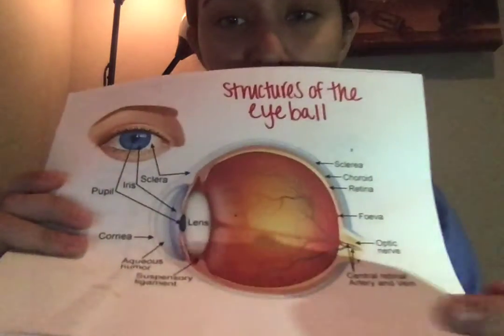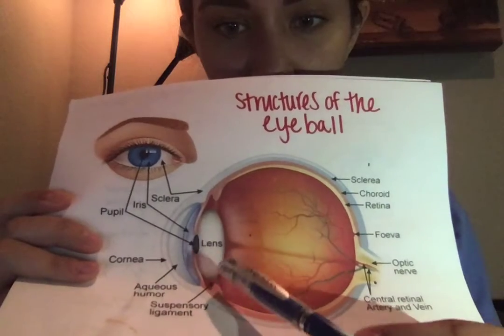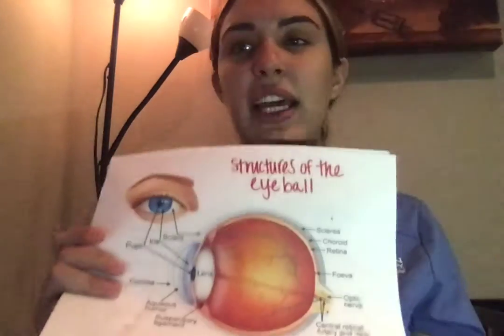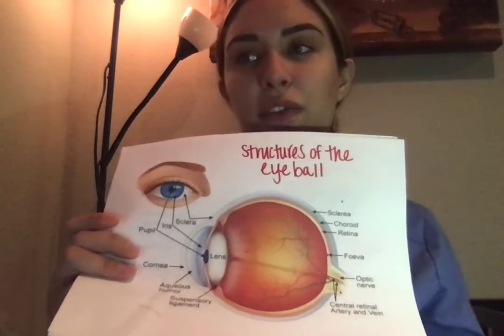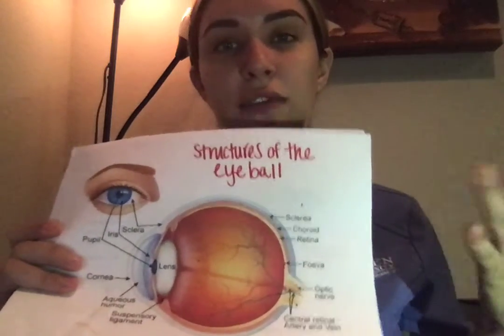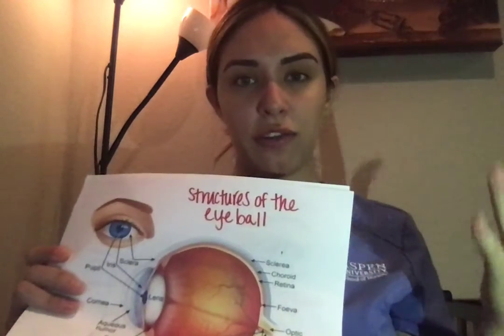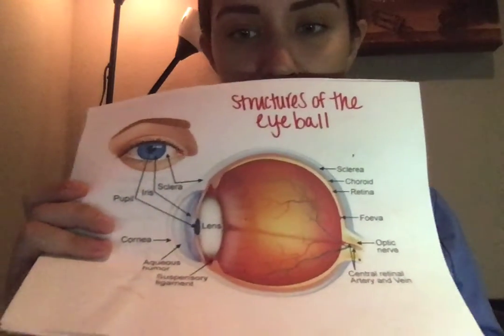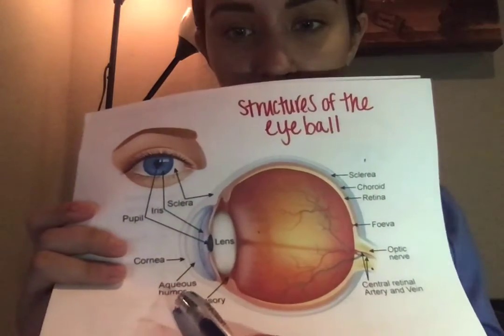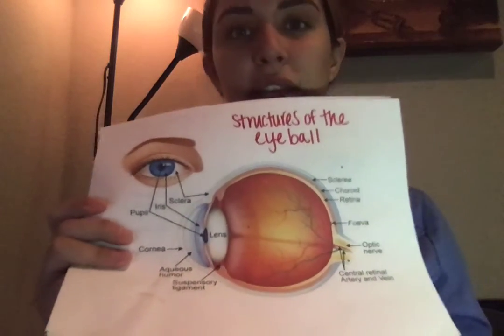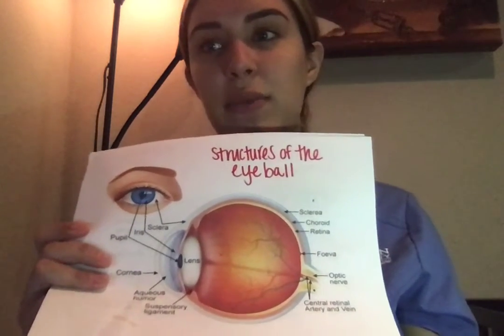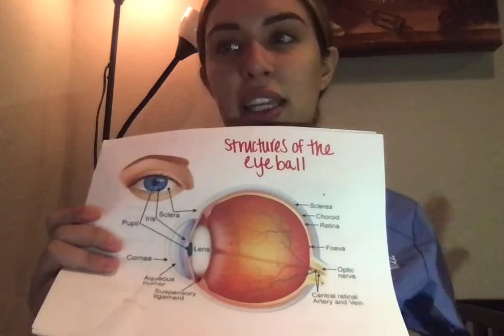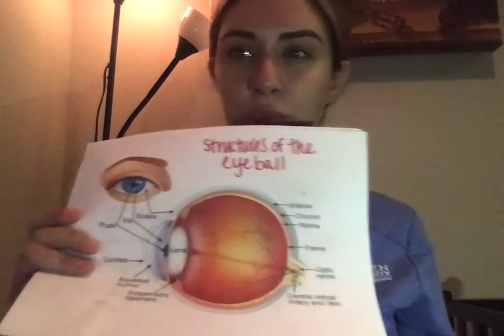And then you have the lens here. The lens is going to be this white area in the picture. The lens bends light rays so they can focus on the retina, which sends a photo to the optic nerve and then it's processed in the brain. And then you have the aqueous humor. The aqueous humor here is what keeps the eyeball moist at all times. It nourishes the lens and the endothelium of the cornea, okay?